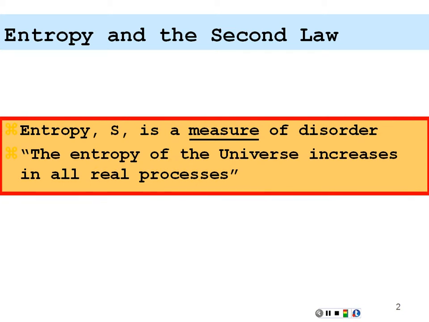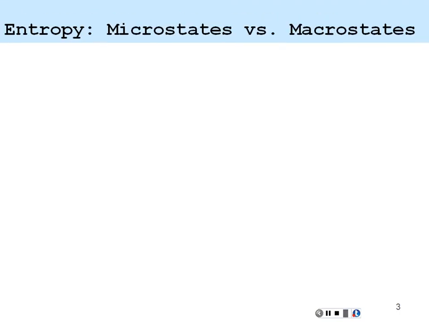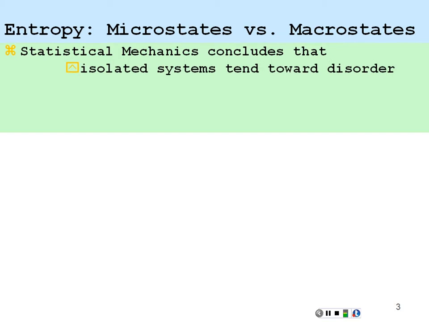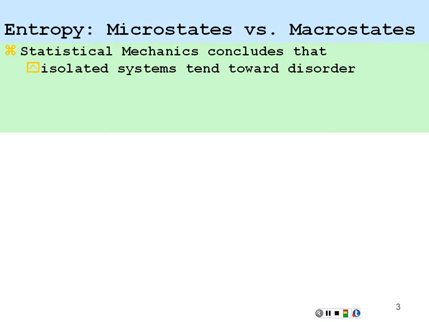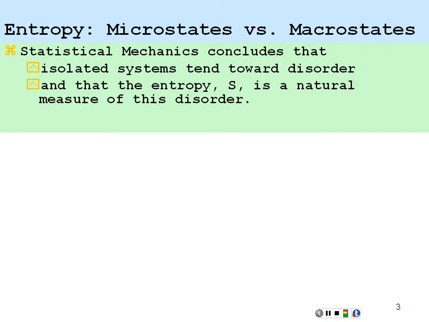In this lecture, we wish to try to measure that both in a statistical way and in a thermodynamic way. To do this, we're going to define what we call microstates and macrostates. Statistical mechanics will conclude that isolated states tend toward disorder. If you have an isolated state, over time it will become more disordered. And entropy is a natural measure of this process of disorder. What does this really mean?